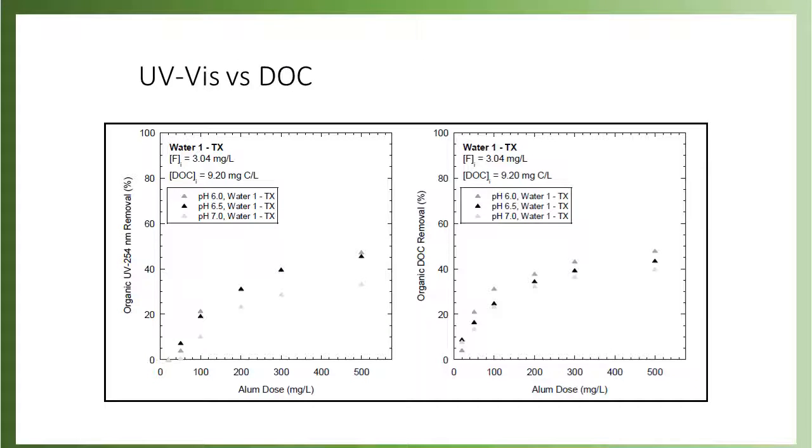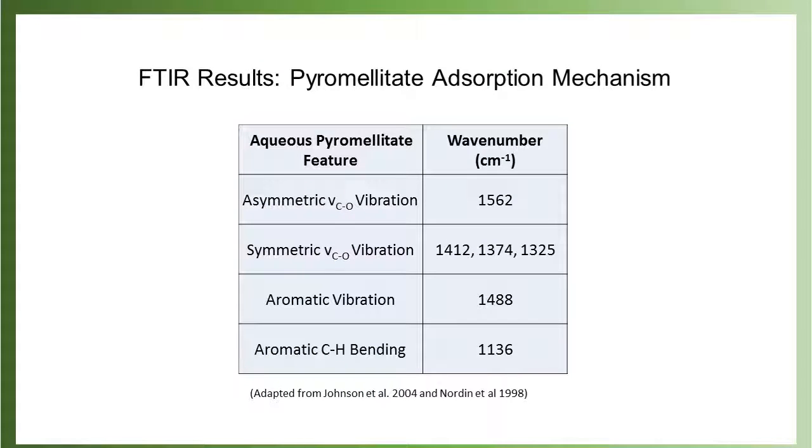Also, as a side note, you might have noticed that we go between UV 254 data and organic DOC removal data, and we see great agreement actually between these two data sources for organic removal in our systems. What I'm going to do now is walk through the FTIR results ligand by ligand so we can get an understanding of how these things are attaching, and then in the end we can be informed about what sorts of competition is going on here.